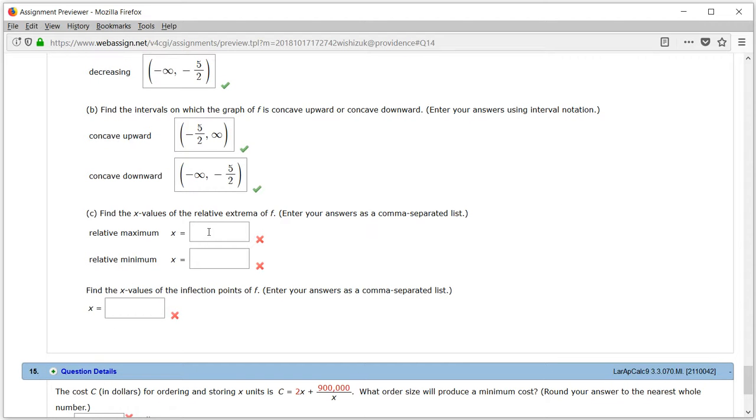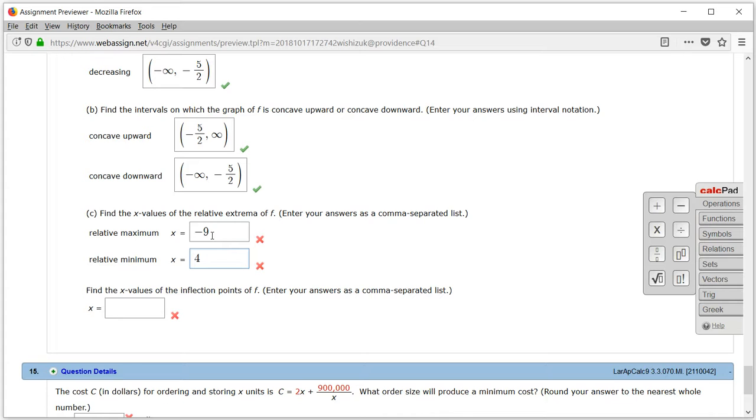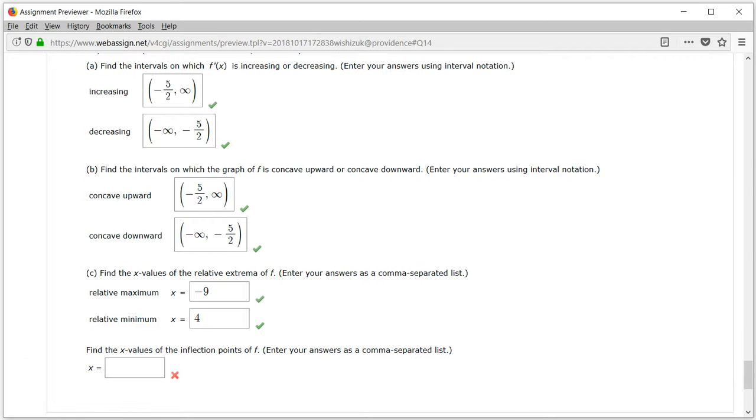So let's type it in: negative 9 and positive 4. Let's check the answer. It came back and it looks like we got part C correctly.